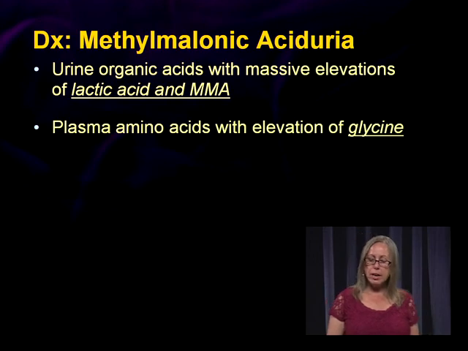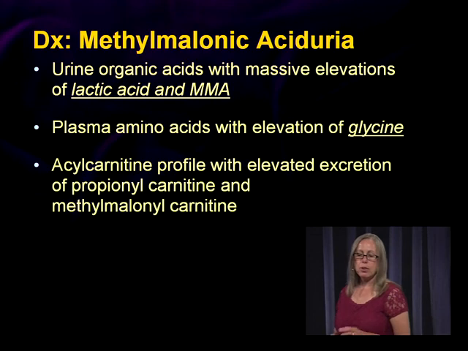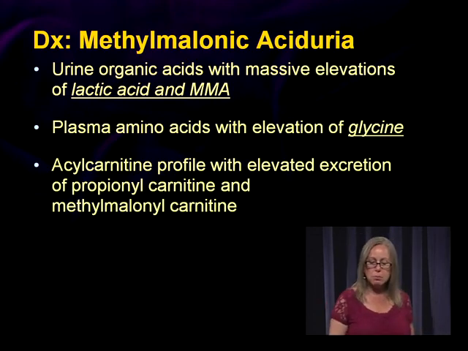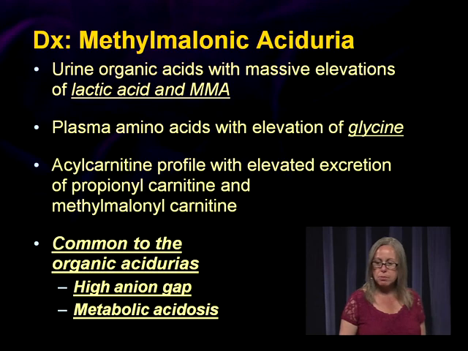The plasma amino acids have elevations of glycine. The acylcarnitine profile will show elevated excretion of propionylcarnitine and methylmalonyl-carnitine. Common to all of the organic acidurias is a high anion gap and a metabolic acidosis.